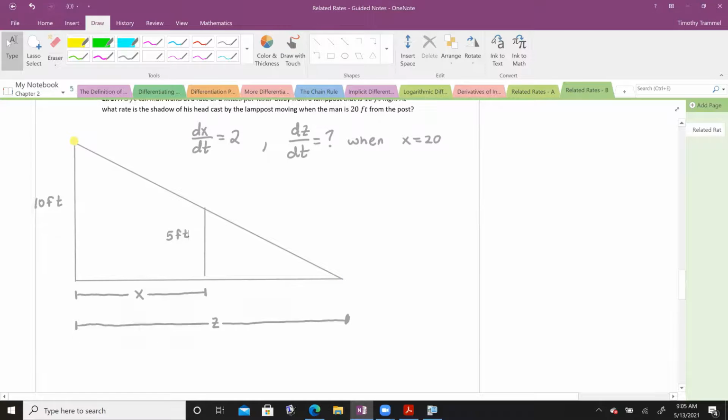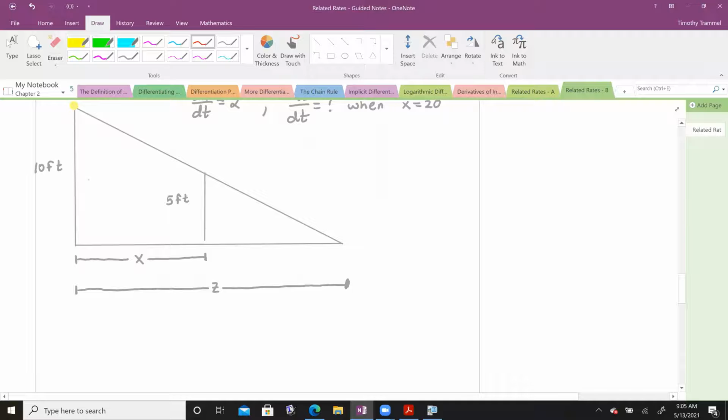Okay, so let's set up those equations. When you have similar triangles, it means if you were to take ratios of the sides of the big triangle and compare those same ratios for the sides of the small triangle, you should get the same number. In other words, if I make a fraction based off the big triangle, take the height and divide it by the base, I should get the same thing if I take the smaller triangle and do its height divided by its base.